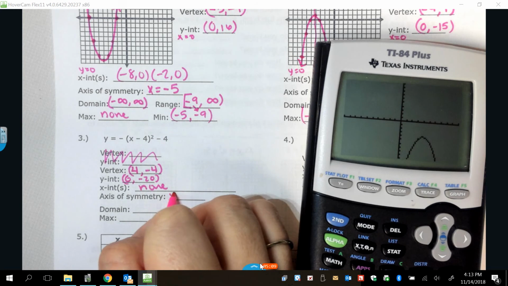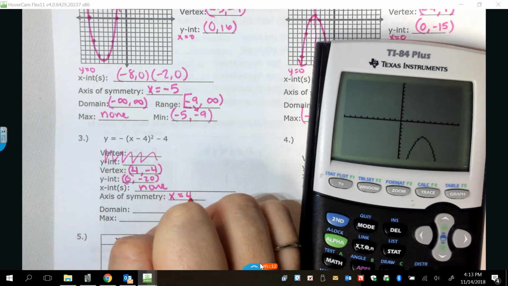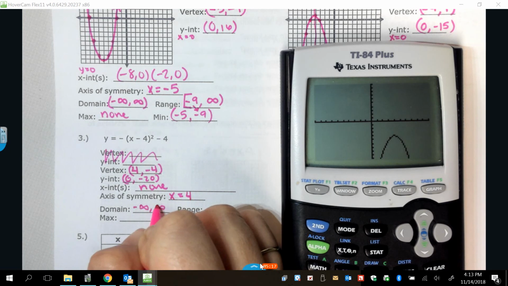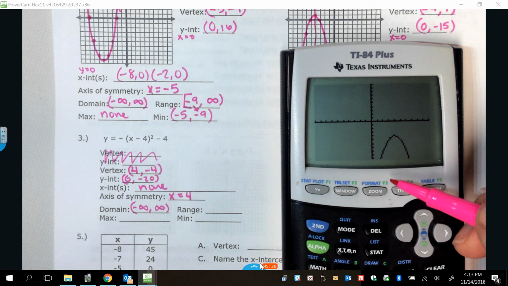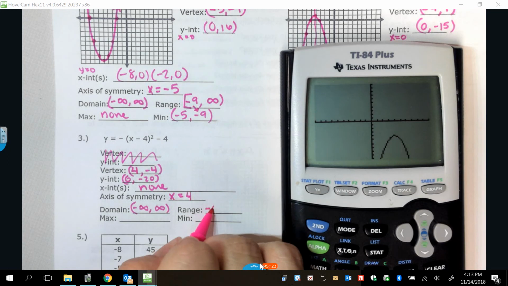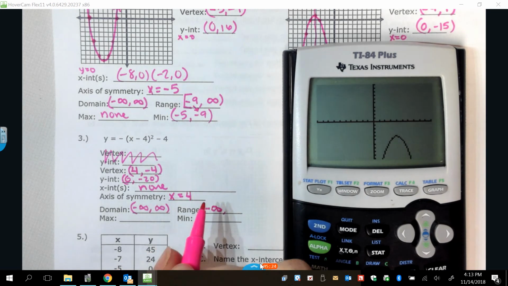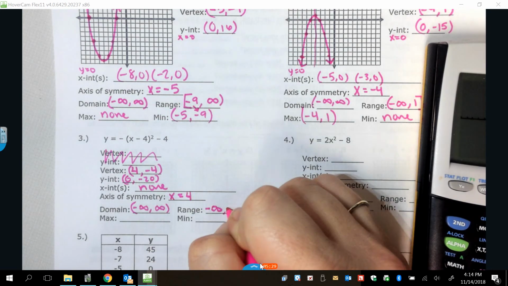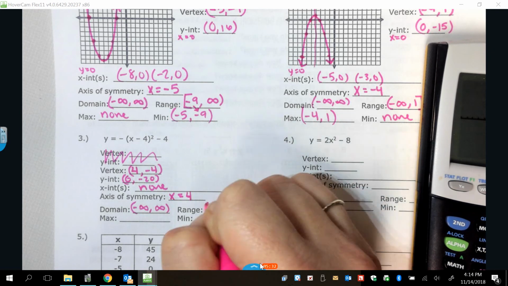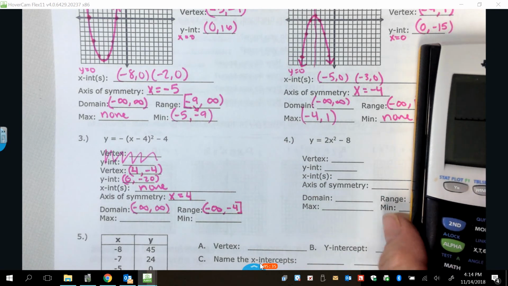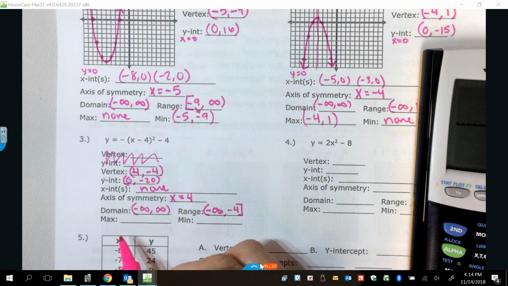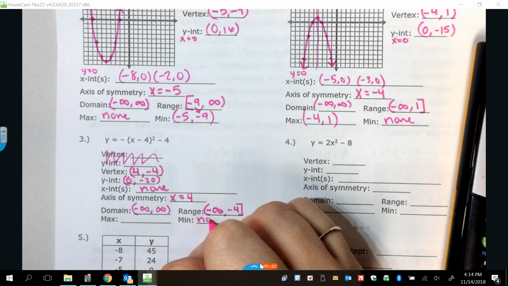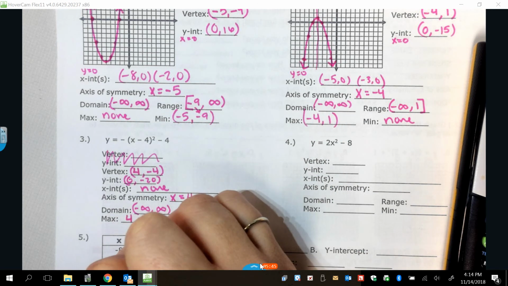Axis of symmetry is x equals the x of my vertex. Domain, it goes negative infinity to infinity. Range is your height. It goes down forever, so negative infinity, all the way up to what? How high is that? So that's going to be negative 4, because that's, remember, part of your vertex. Okay, now does this have a maximum or a minimum? It's got a highest point, so it's a maximum, no minimum. And it's just my vertex for negative 4.